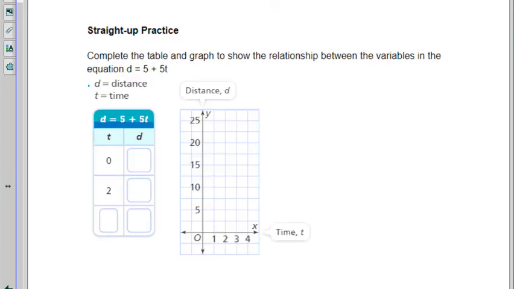How about some straight up practice here? We have a table. We have an equation, d, distance equals 5 plus 5 times the time, t. We're going to plug in some values for t, 0, and find out what d is, then 2, and find out what d is, and then you come up with your own, keeping in mind that our graph only goes up to 4. Then graph your 3 points, draw a line, and see if you can come up with a nice plot of what's going on. We'll talk about it in class.